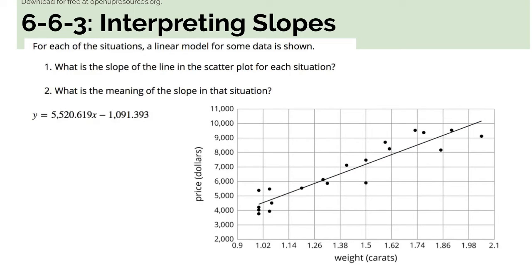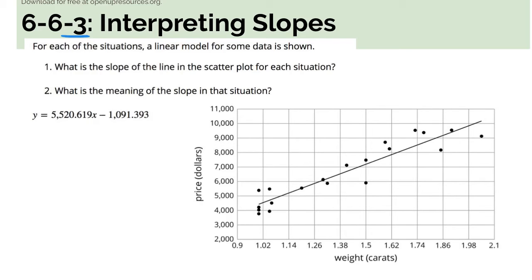In activity 6.3, we're going to do the first one together. This is where we are really looking at the slope of the line and interpreting what it means in that situation. So the first graph we're looking at is what we've been used to looking at with diamonds, the weight of the diamond and the price of the diamond.